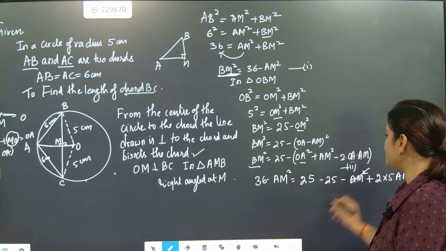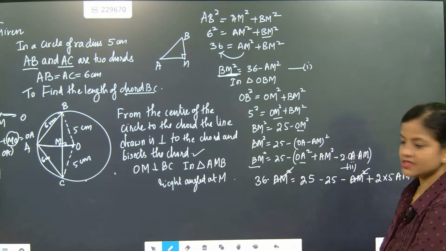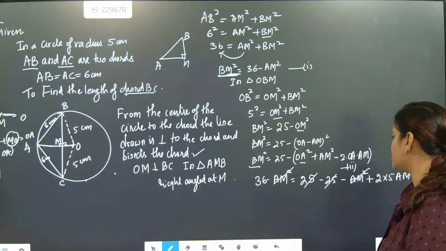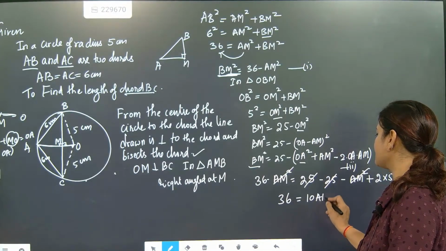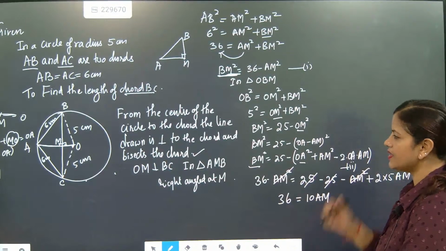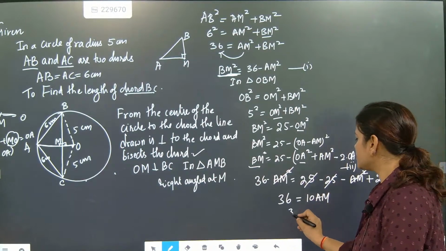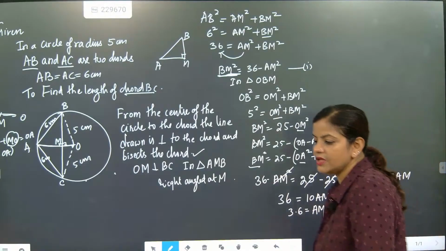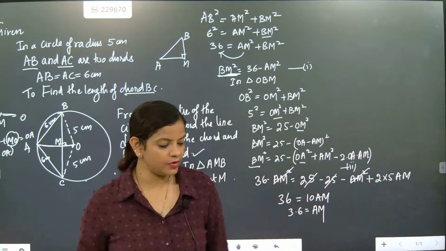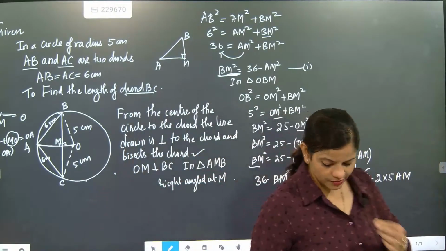Done. So this AM square and this AM square got cancelled. 25 and 25 got cancelled. So 36 is equal to 10 AM. 10 AM is exactly coming, beta. So 36 divided by 10 is equal to AM. We got 3.6 is equal to AM. Note down. So 3.6 is coming as AM.